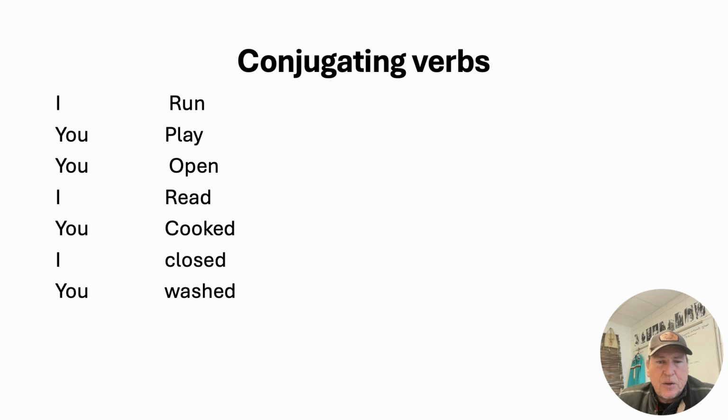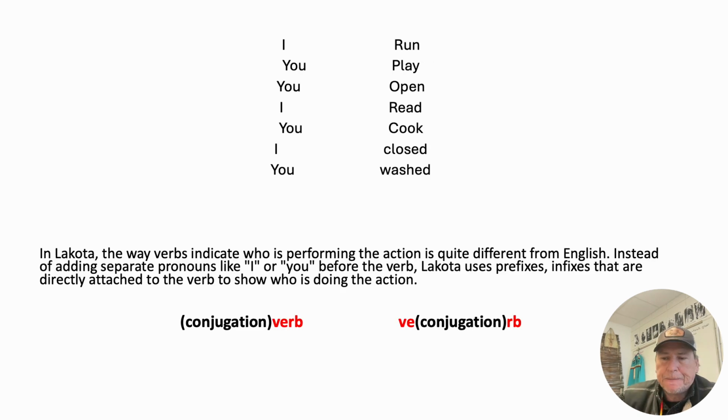So, like I said, in order to communicate these verbs to somebody in English, we have to put a pronoun in front of it. So I run, you play, you open. So you can see they are detached from the verb, but they help communicate the idea of who's doing the verb. You can see all of those pronouns, the I, the you, they all come before the verb.